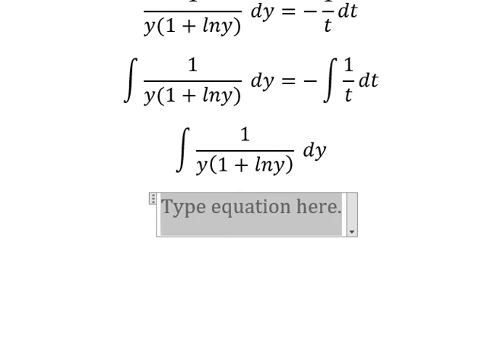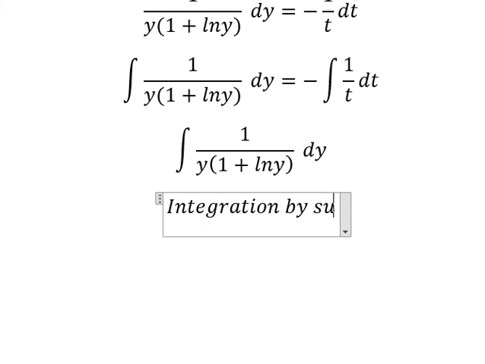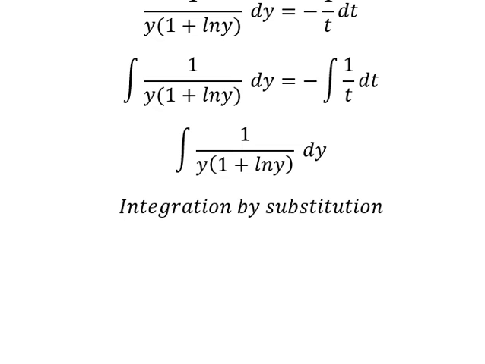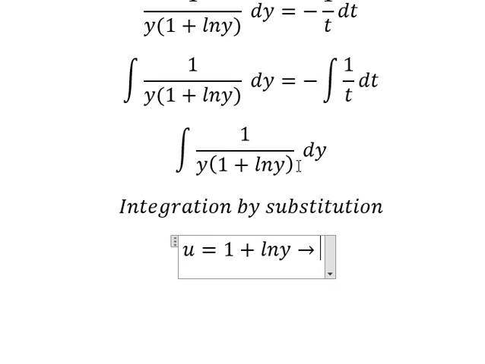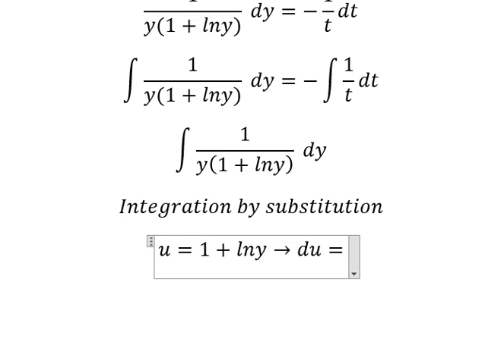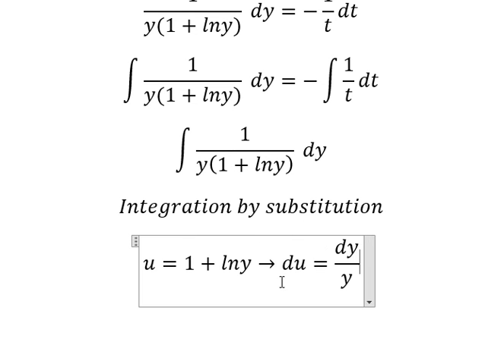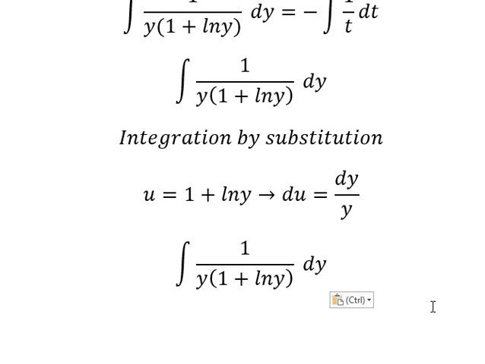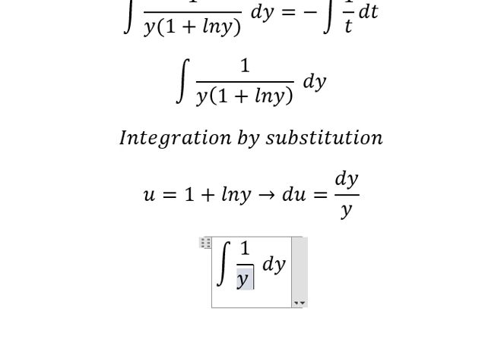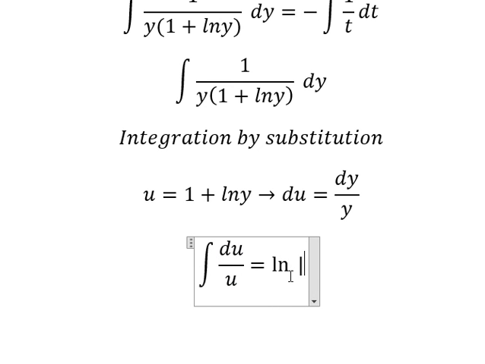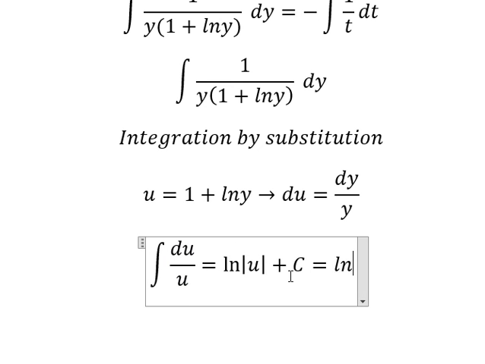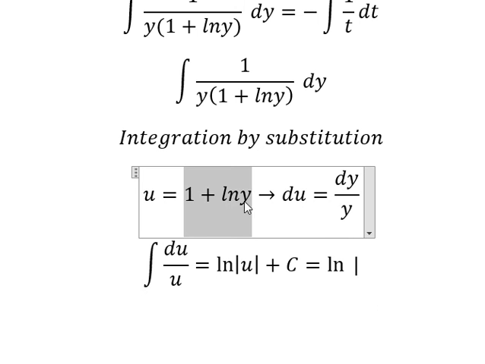We can use integration by substitution. So I will put u equals to 1 plus ln y. Later that, we do first derivative for both sides, and we have dy over y. This one we change by u. Dy over y we change by du. And this one we have like this. About u, that is about this one.